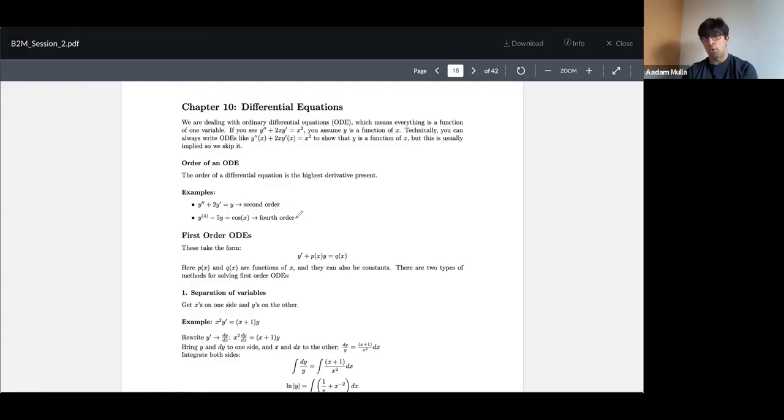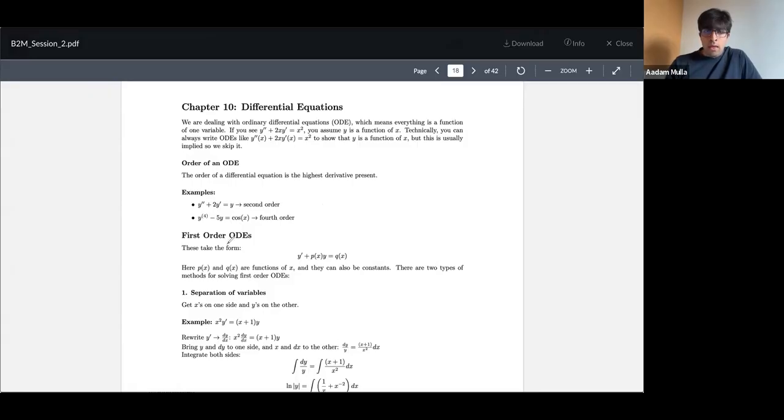So a fourth order has a fourth derivative in it, as in y prime prime prime prime. Okay. First order ordinary. ODE stands for ordinary differential equations. Ordinary means that everything is a function of one variable. So you're going to hear me say ODE instead of differential equations every time. It's just language that makes it easier.